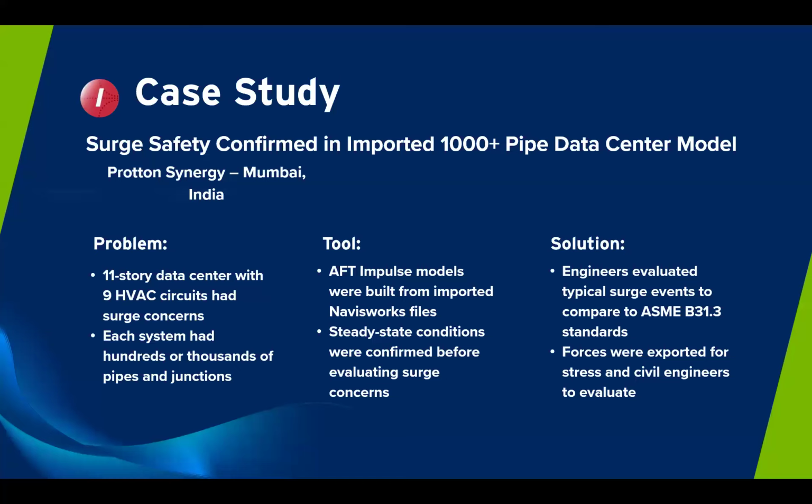They took a model they'd built out in Navisworks, imported that into AFT Impulse. They ran the steady state model to make sure that everything was going to work properly. And then they went forward and evaluated the surge concerns throughout the system. So then they took the information that they learned through the surge events that they thought were possible. What was that going to do? What was the effect going to be on the pipes? They took that information, gave it to their stress engineers so that they could do an evaluation.